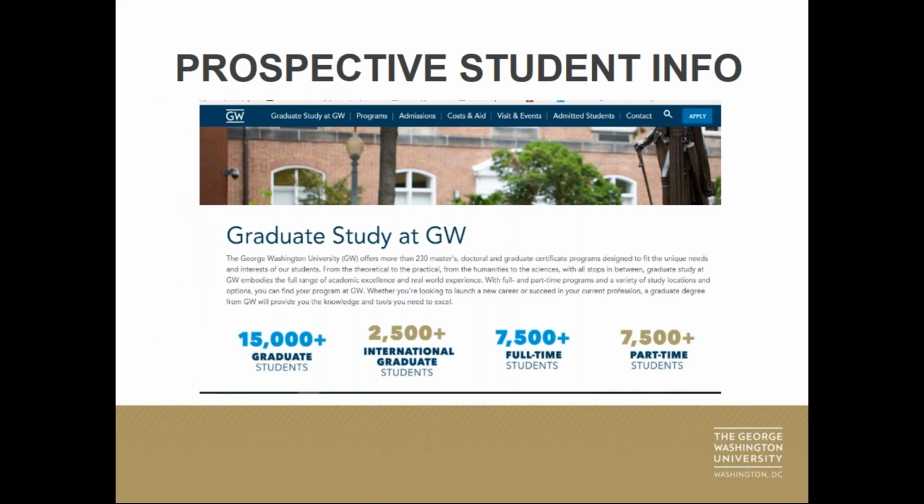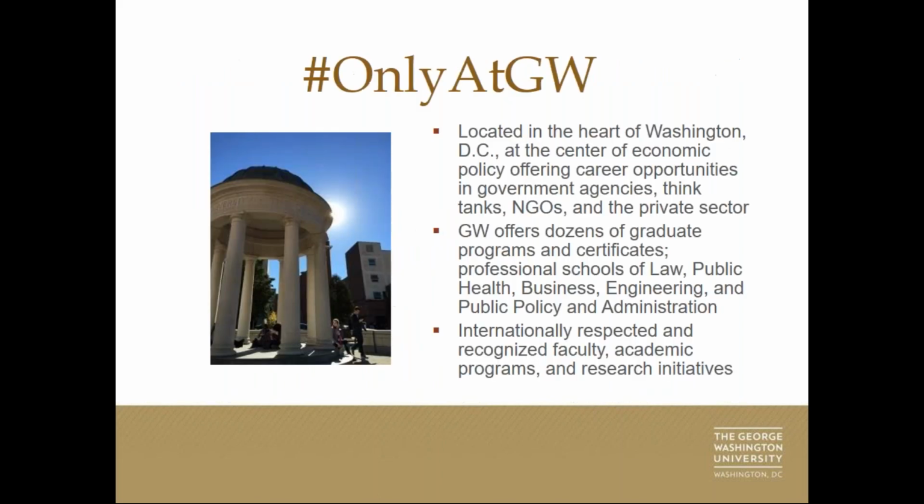Here's a bit of information about GW. Here's prospective student info. We've got 15,000 plus graduate students, 2,500 plus international graduate students, full-time, part-time. It's a wonderful place to be studying. We have a campus right in the Foggy Bottom area of DC, and we have people from around the world and all over the United States. Why would you pick GW over all the others?